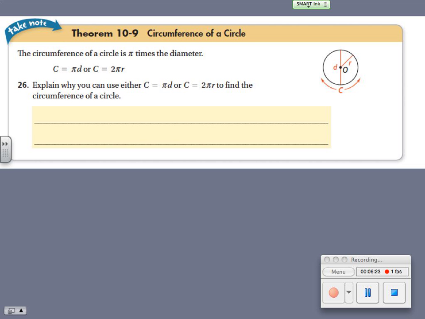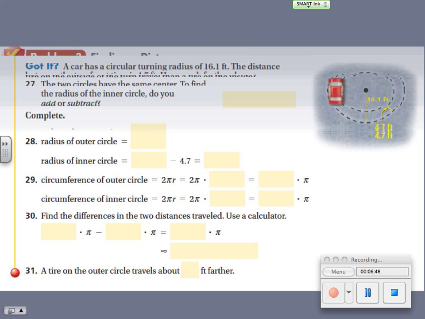So here we go, continuing on. Theorem 10.9, circumference of a circle. The circumference of a circle is pi times the diameter. Go ahead and write that down. Explain why you can use either circumference equals pi d or circumference equals 2 pi r to find the circumference of the circle, which is easy. The length of the diameter is twice the length of the radius. Middle school geometry, y'all know that. So let's continue on.